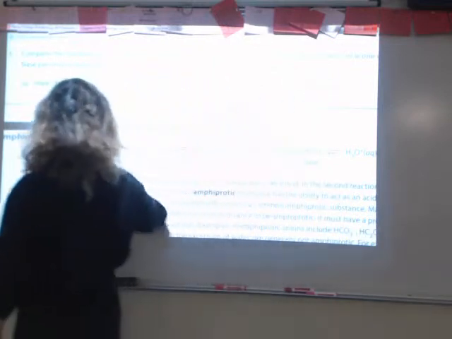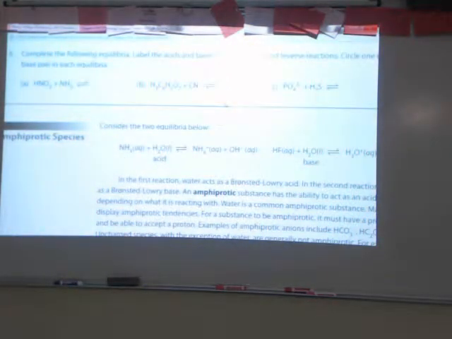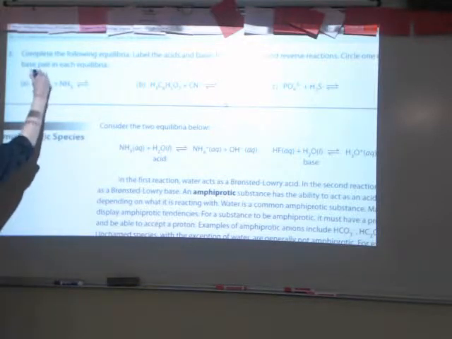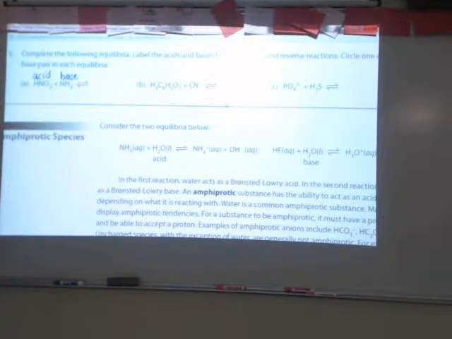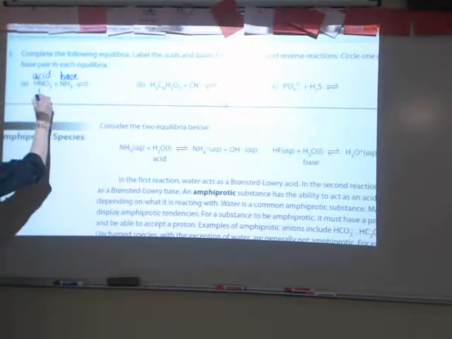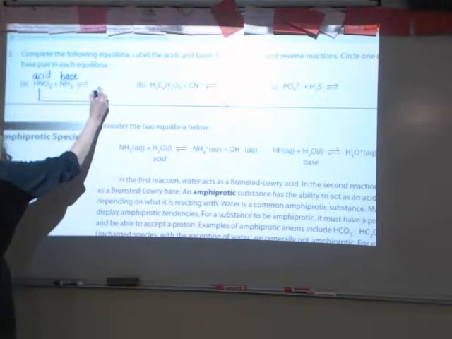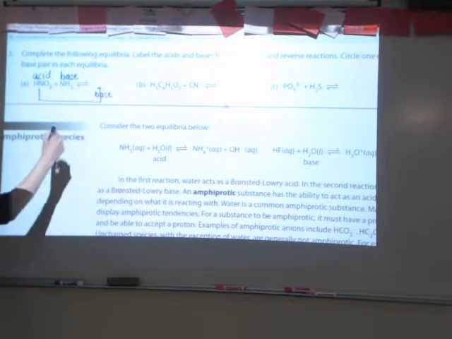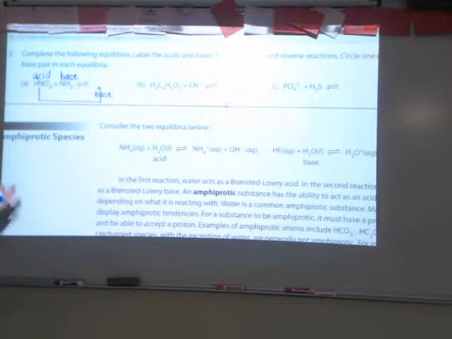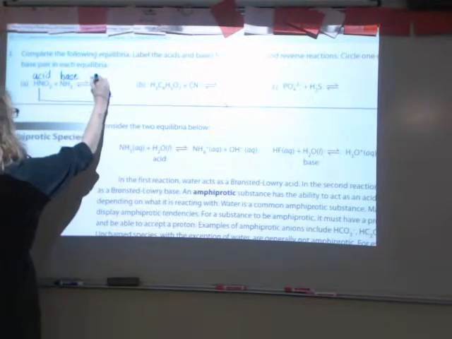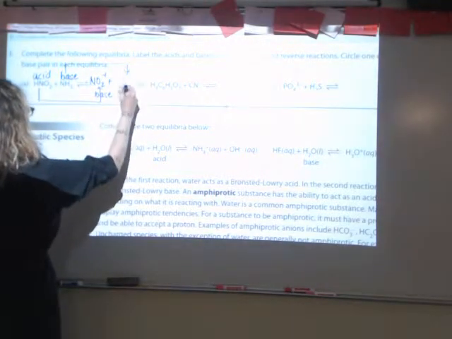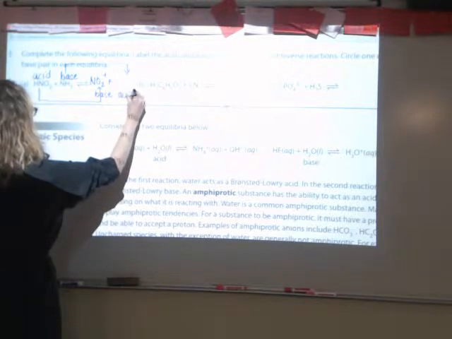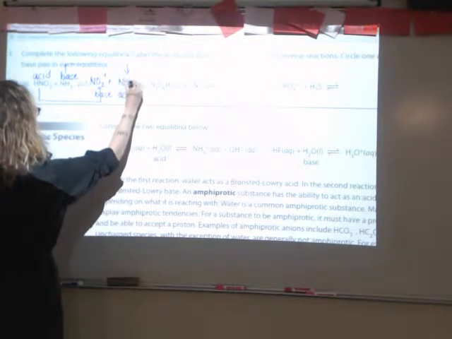All right. Here they didn't give you the products, so we're going to predict the products. If I've got HNO2, which is an acid, and I'm combining it with NH3, which is a base, HNO2 would be partnered up with something that was a base on the product side. So what would the conjugate base be of HNO2? NO2 -1. And then NH3 will be partnered up with something that's an acid. NH4 plus 1. Good job.